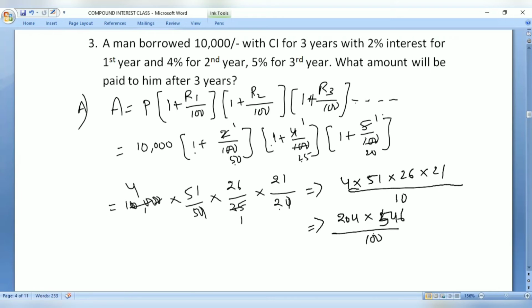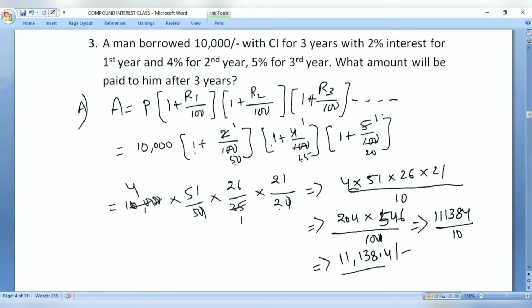Now, if you multiply the 3-digit numbers, 546 multiplied with 204, it amounts to 111,384 divided by 10, right? So it is 10. So that means the amount is 11,138.4 rupees, right? So the amount paid to him after 3 years is what the question asks.